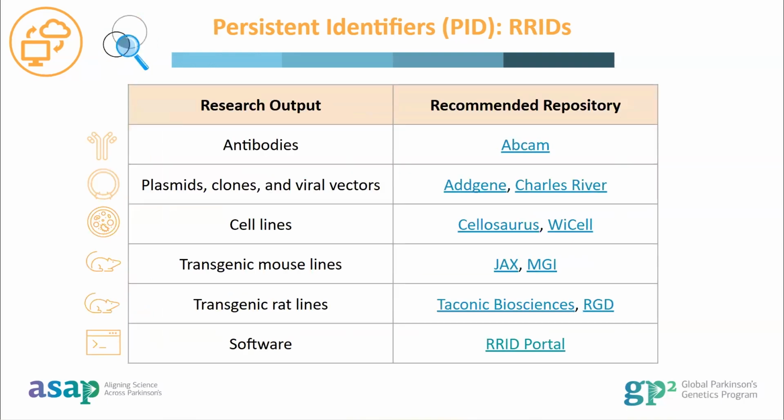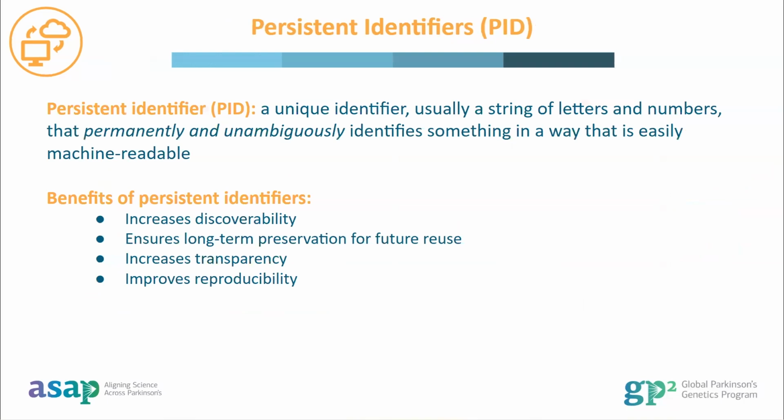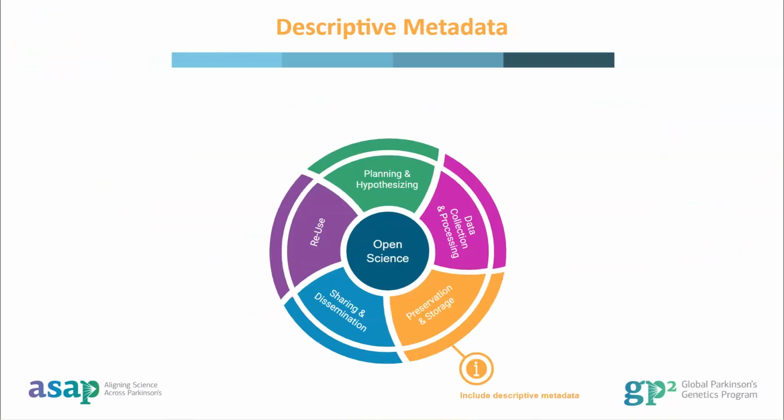Software and lab materials, including animal models, cell lines, plasmids, and antibodies, can be assigned RIDs. To assign an RID for any of these, register the tool with the appropriate repository, some of which are listed on the slide. For newly generated lab materials, it may also be beneficial to deposit the material with the repository to ensure long-term storage, quality control, and distribution of lab materials. The benefits of using persistent identifiers include increased discoverability and long-term preservation, and increased transparency and reproducibility.